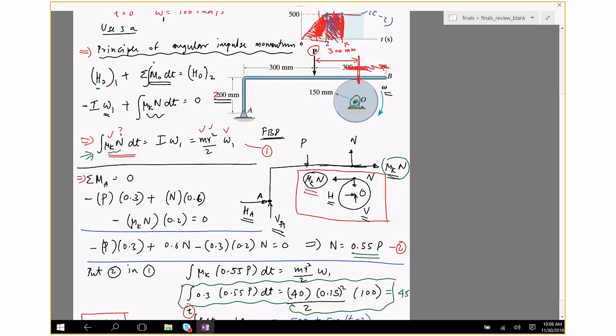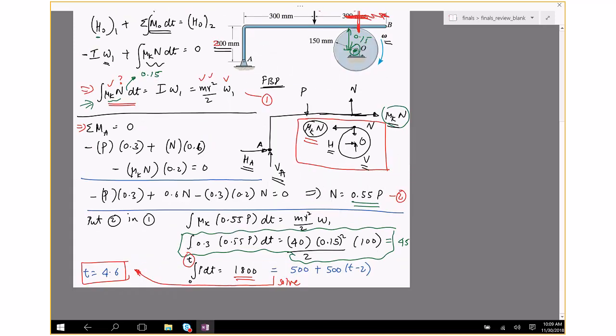So I need to consider this distance, 0.15. I'm missing 0.15, and so that 0.15 should show up here. See if you can get 1800 now with 0.15. So 45 divided by 0.33.